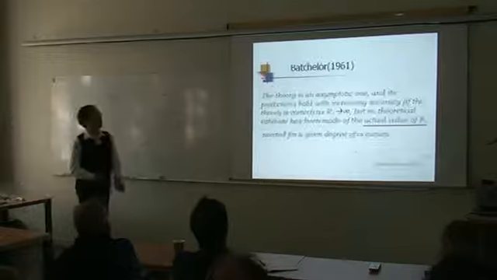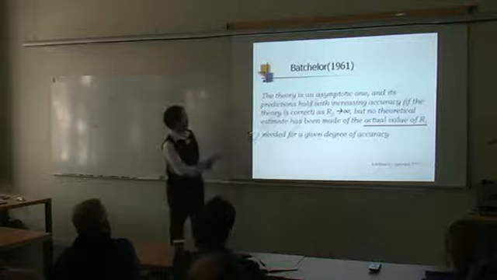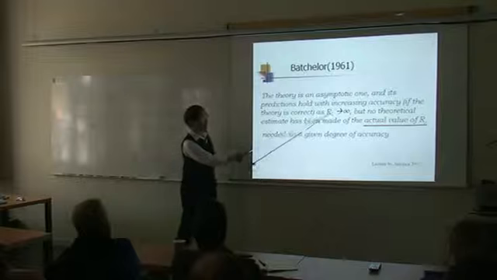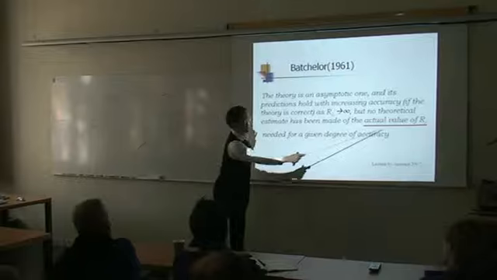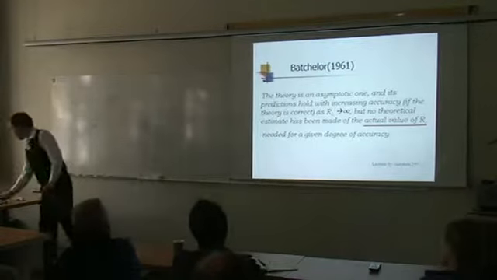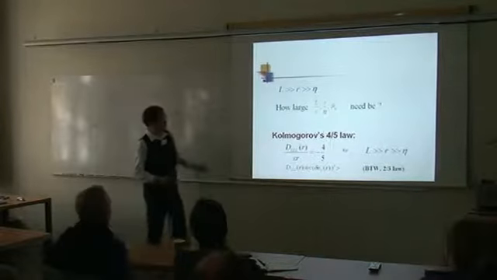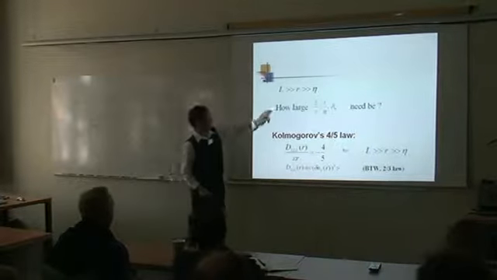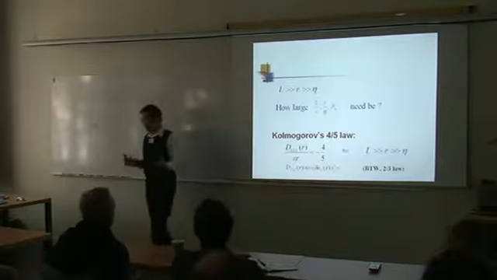And also, Batchelor wrote as follows: the theory is an asymptotic one, and its predictions hold with increasing accuracy, if the theory is correct, as Reynolds number tends to infinity. But no theoretical estimate has been made of the actual value of Lambda needed for a given degree of accuracy. So, in the following, I will talk about the so-called Kolmogorov's four-fifths law to get some idea on this question. How large a Lambda need be for some accuracy?